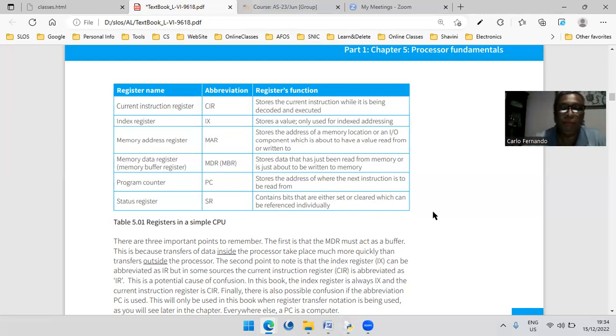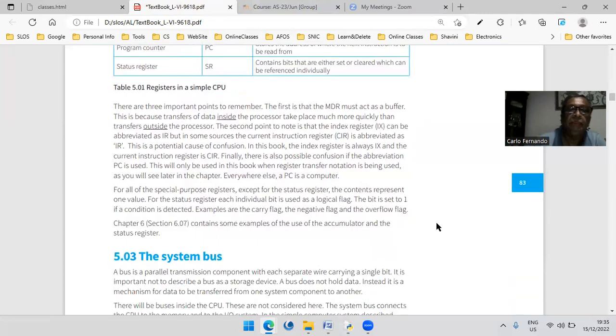There are three important points to remember. First is that the MDR must act as a buffer. Buffer, what is buffer? Where have you heard this word buffer? Have you heard the buffer in a car, in a vehicle? Buffer front and behind. So when you knock against another vehicle, there's a buffer, like cushioning off, right? Then a buffer stock. Have you heard of buffer stocks? You are not using it, but keeping it for an emergency. So like that, this is a buffer, a temporary thing. Right? MDR must act as a buffer.